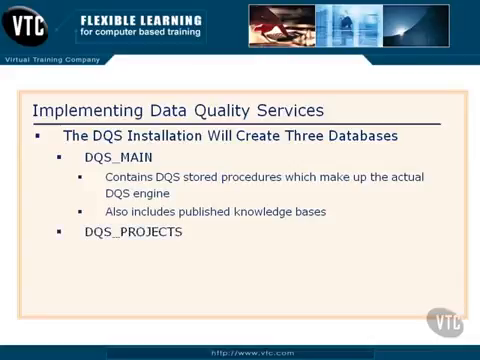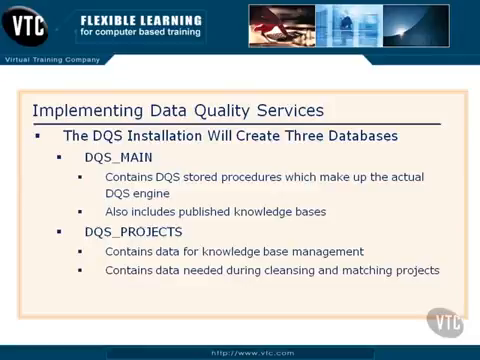The DQS projects database is the second one. It contains data for your knowledge base management activities, and it also contains data needed during cleansing and matching projects. Now keep in mind, one of the things that Data Quality Services will do is actually crawl through your databases and look for data quality issues and correct those automatically. And of course, it'll give you reports to let you know what it did and what it's doing and what it's found and so forth. It doesn't just blindly go change your data, okay?